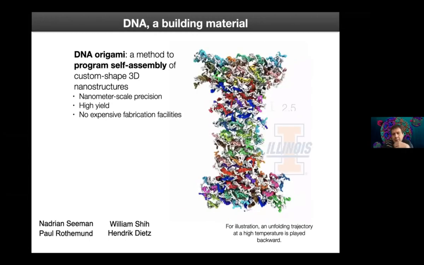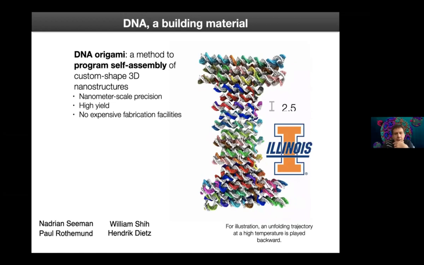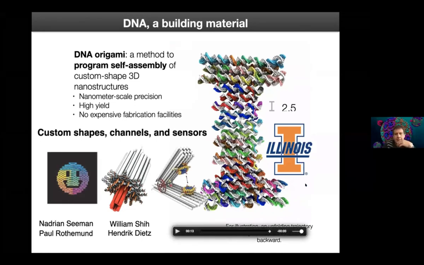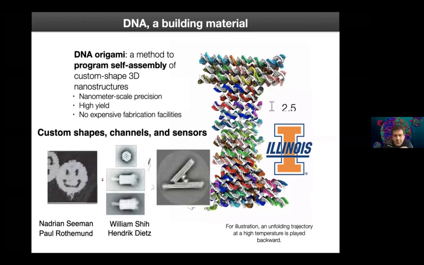In this case, it's of course the logo of the University of Illinois. But people have done all kinds of things, from smiley faces to membrane channels to a device to measure forces. Those are renderings of what people want it to be, and those are the actual images of what people get. So it works very well. It's amazing technology that is becoming super popular.